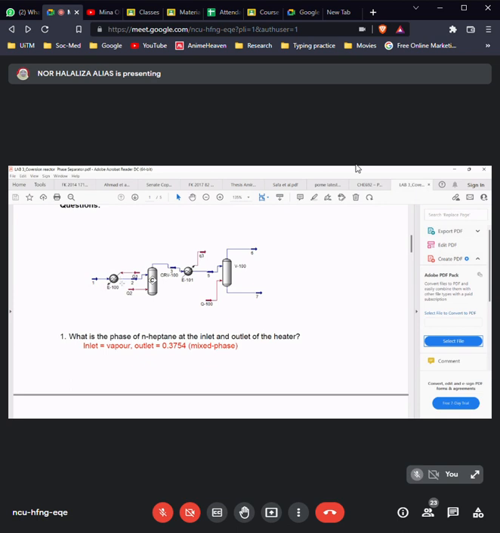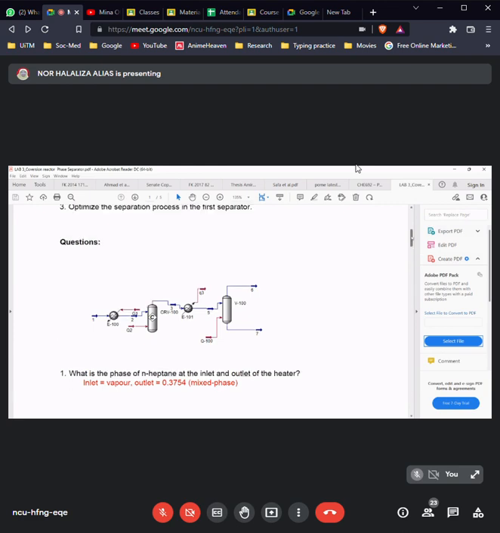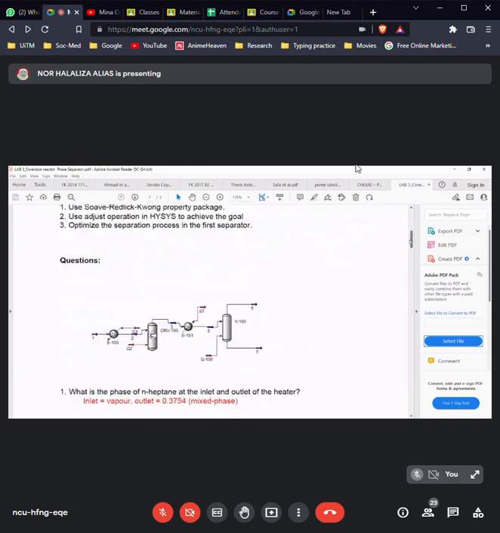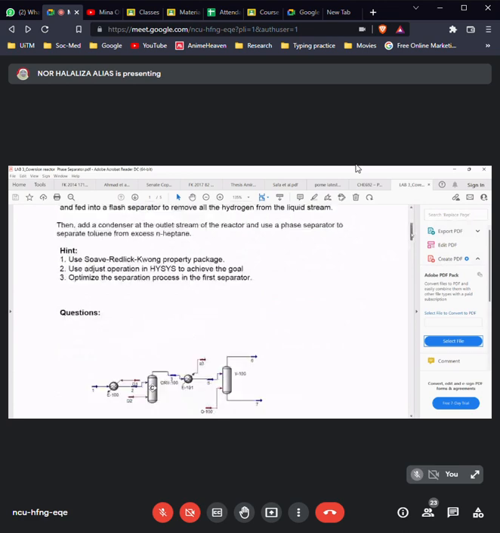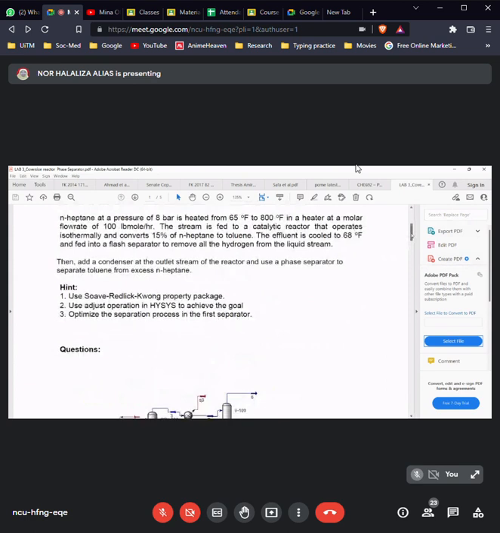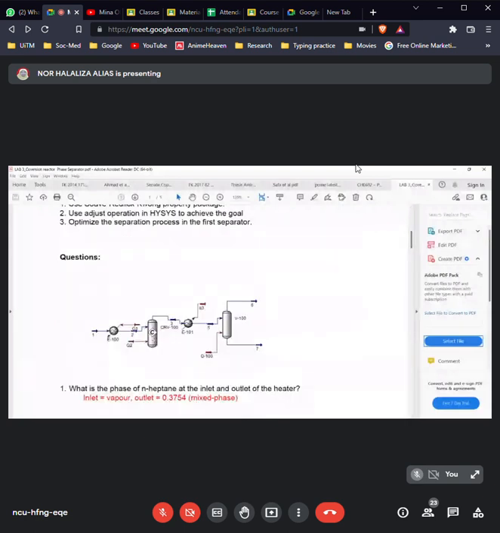Okay. So you need to heat up from 65 Fahrenheit to 800 in a heater. So you have to heat up first. The temperature 65 degree Fahrenheit to 800 Fahrenheit. We have the molar flow rate 100 pound mole per hour. And then after you heat up, then only you feed to the catalytic reactor. Baru masuk sini untuk menghasilkan 15% of conversion to toluene.